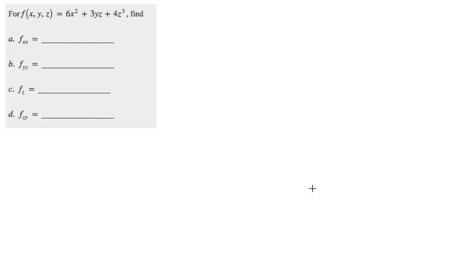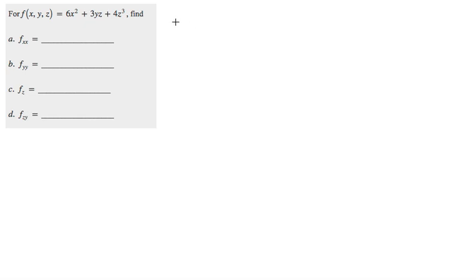So in this problem, we want to find these partial derivatives. f_xx means we'll differentiate with respect to x twice. f_yy means with respect to y twice. This is, of course, just z once. And this means with respect to z and then y.